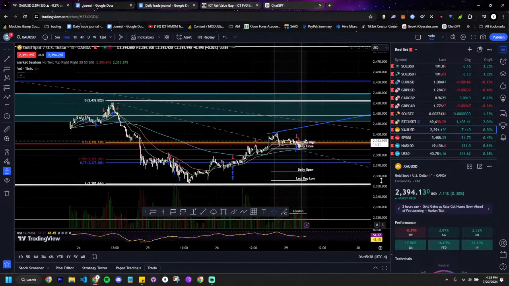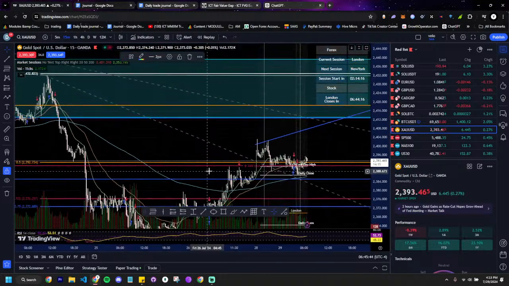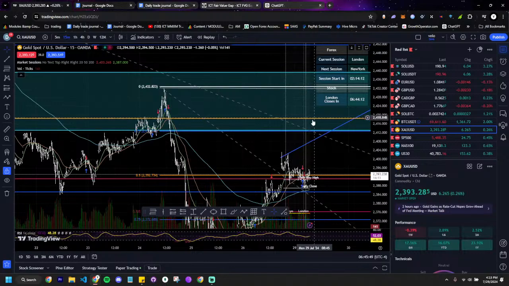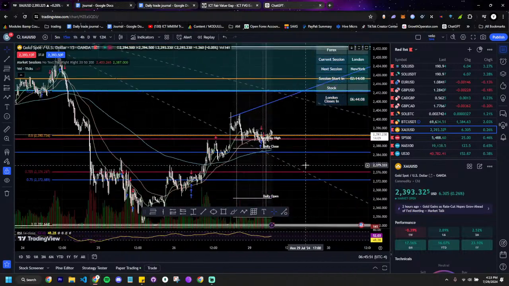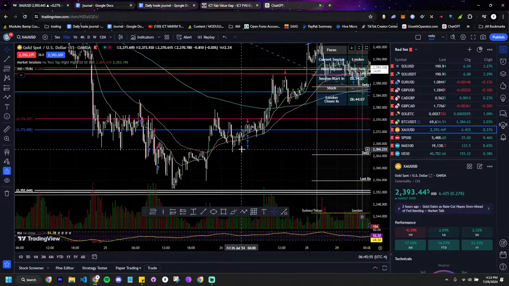So you can see that we are retesting the equilibrium level, which means if I enter right now, it's going to be a loss, because I'm more than likely to get invalidated, especially at the 0.5 equilibrium or higher, because this is just premium right here. So in other words, I'm going to try to spot a unicorn model over here.